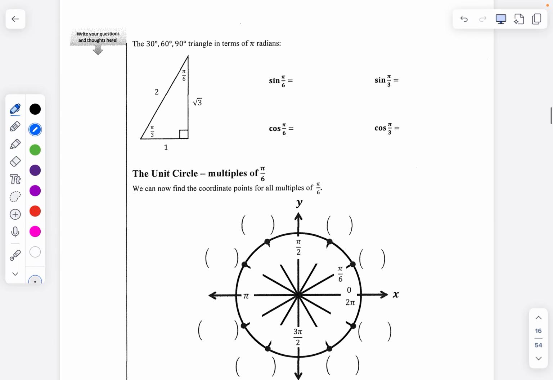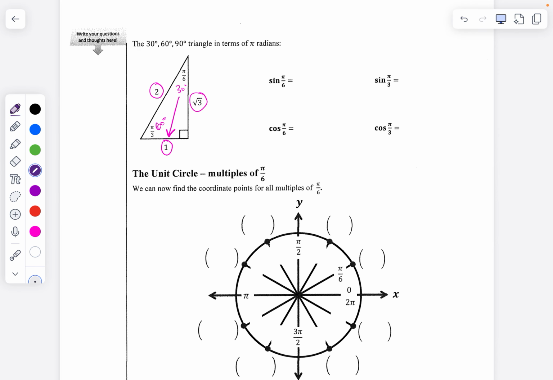Okay, now it's time to move on. So now we're talking about that 30, 60, 90 special triangle that we learned before in geometry. So remember, this would be like our 30 degrees, here's our 60 degrees, right? So across, this is our short side, so that's our 1. The hypotenuse is the double, and the long side is a root 3.